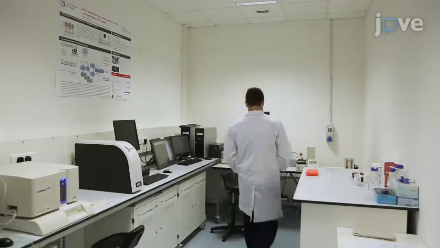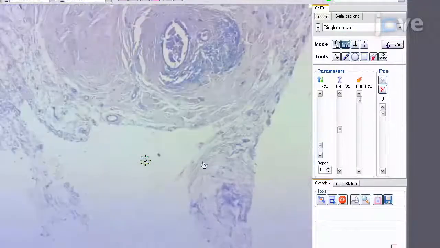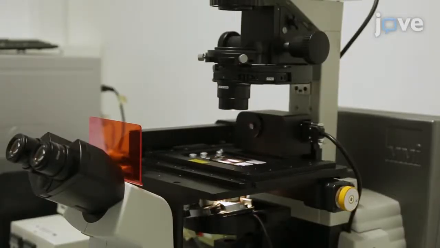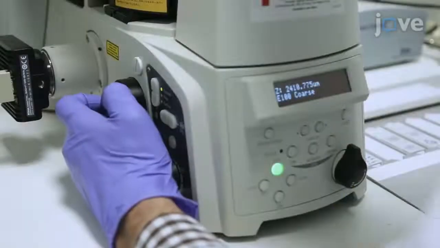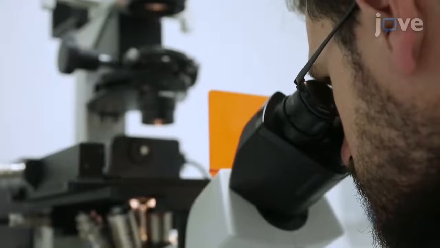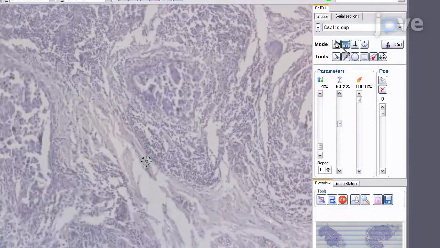Prepare the tissue as described in the text protocol. To begin the dissection, set the slide limits and calibrate the stage movement of the microscope. Now scan the stained membrane slides using the 4x objective. Select and encircle the target areas for microdissection on the membrane slide.